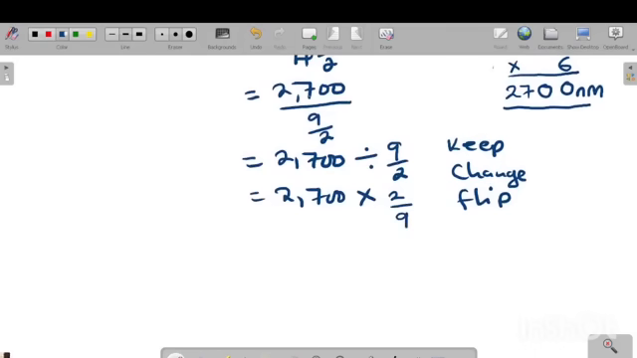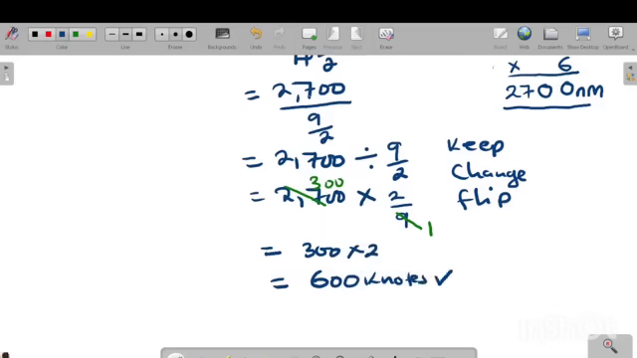All right, this is paper 1, so you can reduce it from here. So 9 into 9, 1. 9 into 27 is 3. And then these zeros will come here. Okay, so meaning you are going to have 300 times 2. 300 times 2 is 600 knots. Okay, 600 knots. So this is the speed at which that aeroplane flew.